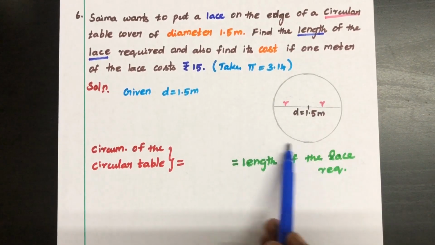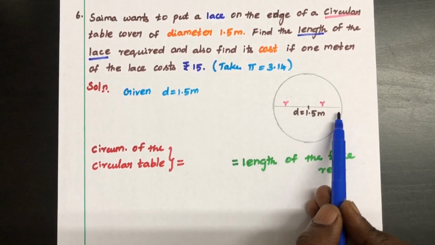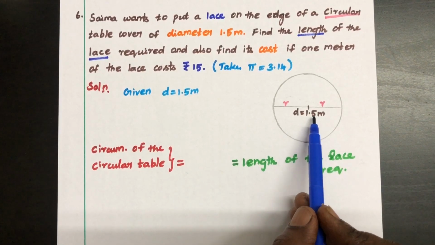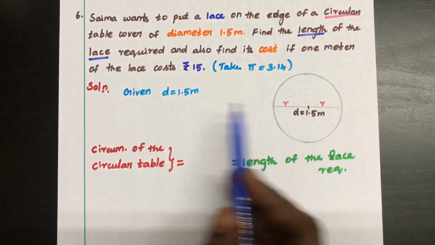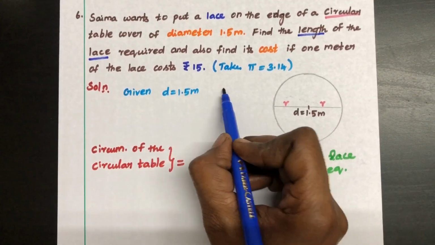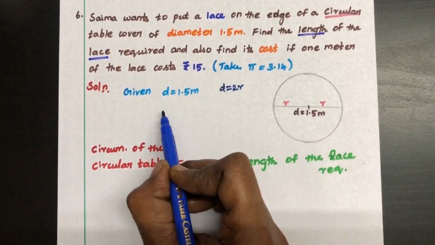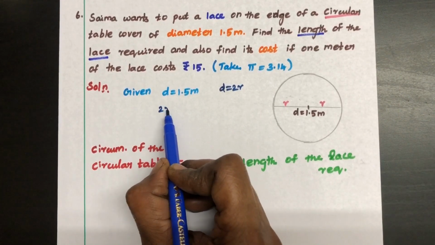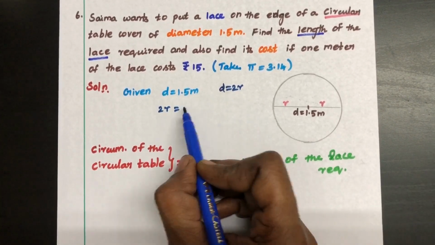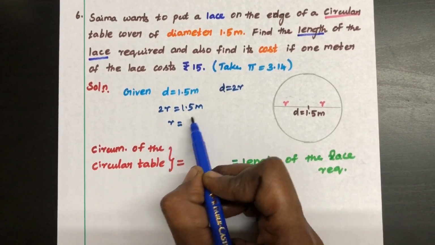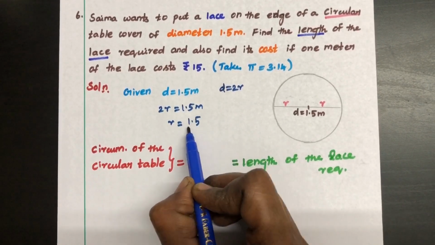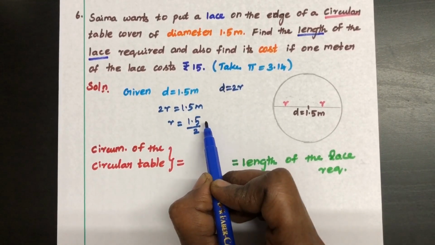Think it is a circular table with a diameter d is equal to 1.5 meter. So half of the diameter is radius. We all know. So see here, d is equal to 2r. Now instead of d we can give 2r, right? 1.5 meter. So r is equal to 1.5 divided by 2 meter.